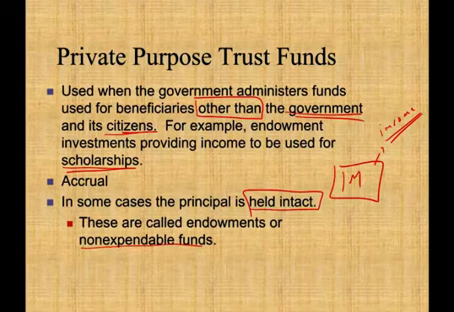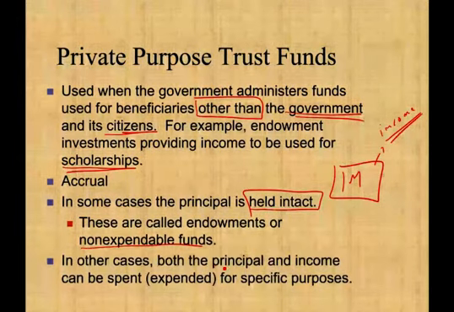And in some cases, those are called non-expendable funds. You cannot spend them. And in other cases, both the principal and the income can be spent. This is expendable. It's for specific purposes, but it's expendable. So you could spend both the principal, which is the $1 million, plus the income, whatever that income is. So we have to be careful.